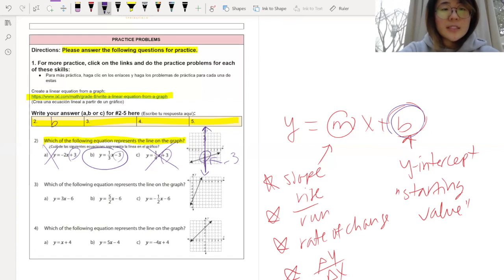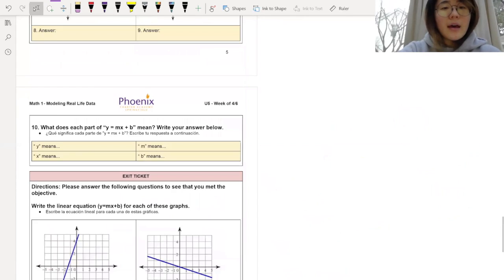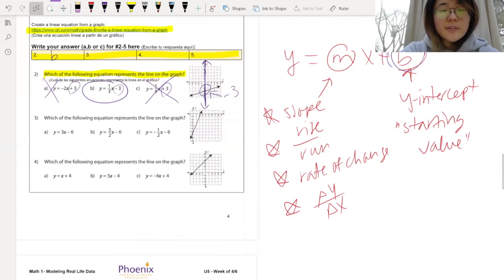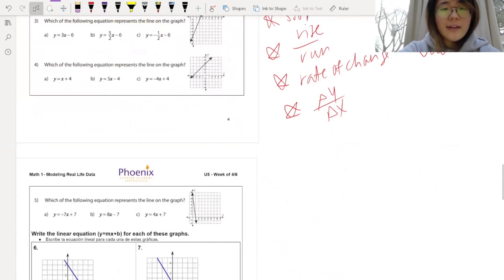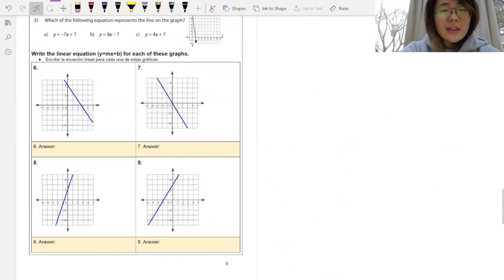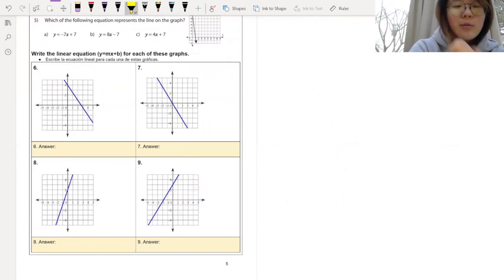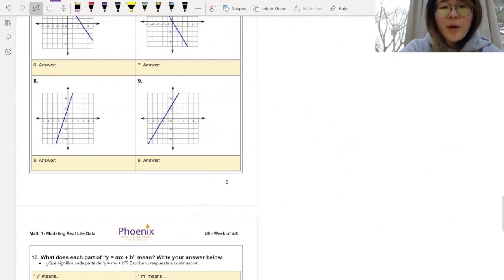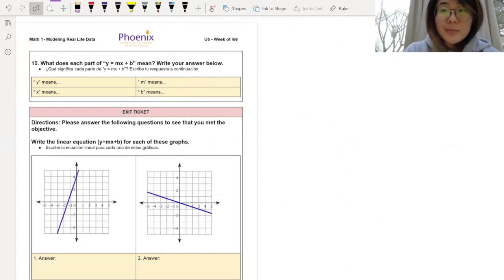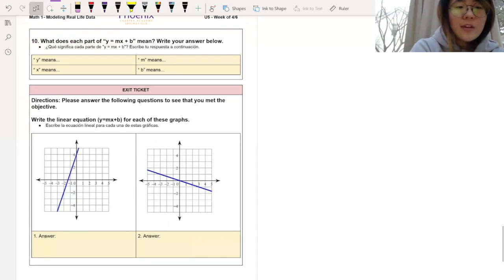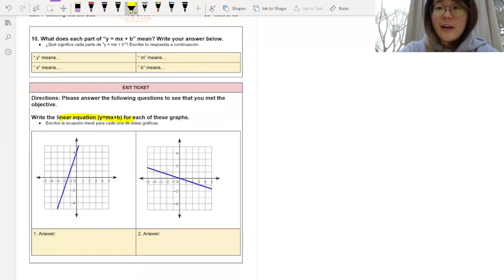Your goal is to finish the practice problems on pages 4, 5, and 6, including the exit ticket. In this case, you're just solving the multiple choice questions between number 2 and 5. For numbers 6, 7, 8, and 9, you are creating an equation y equals mx plus b. So you want to find slope and y-intercept to figure that out. For number 10, I want you to reflect on what y equals mx plus b means. What does the formula mean? Because you need to understand that to be able to answer your questions. And for your exit ticket, once again, you want to create a linear equation for each of these graphs.